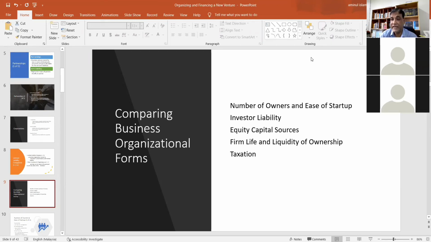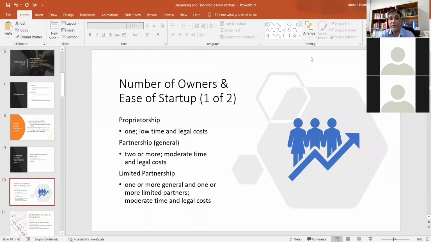Now, in comparing these business organization forms, as you look at sole proprietorship, partnership, and corporations, there are certain items which are comparable. We can compare in terms of number of owners, ease of startup, liability, equity capital resources, firm life and liquidity of ownership, as well as taxation, one of the important elements in any business that you look at. Okay? So these are the 5 areas that help us to compare and then decide which one we should go for. Okay, let us look at one by one.